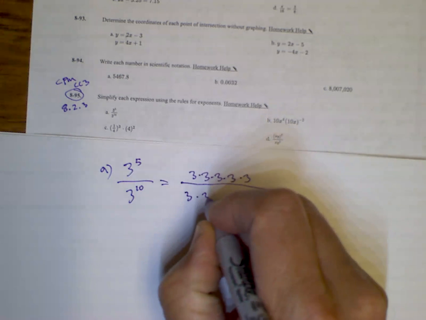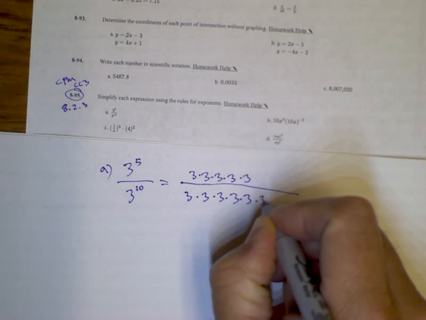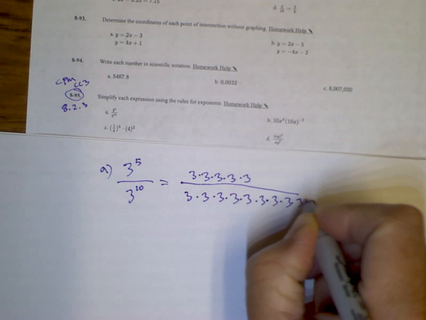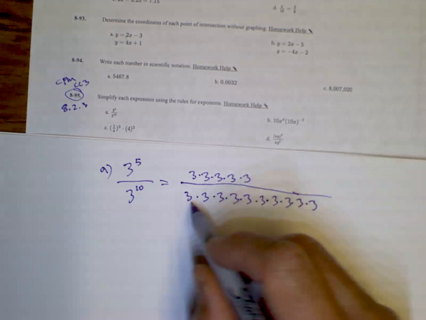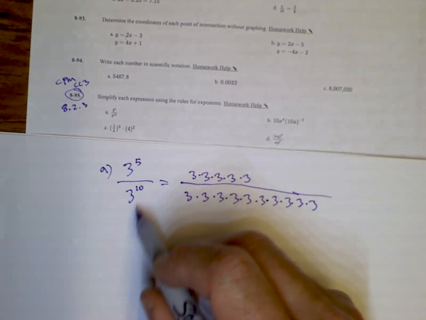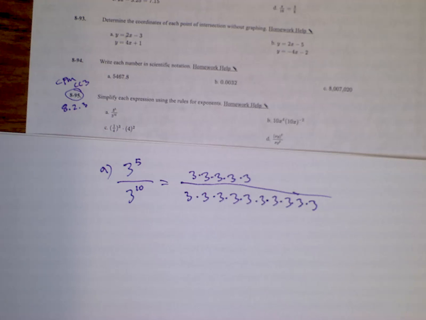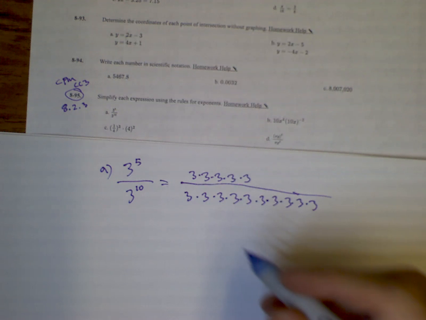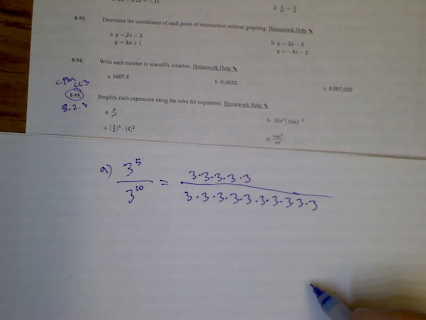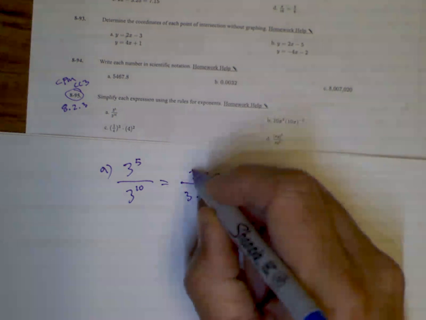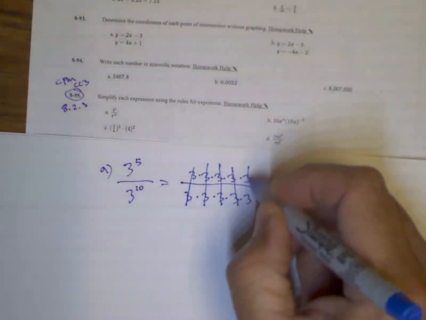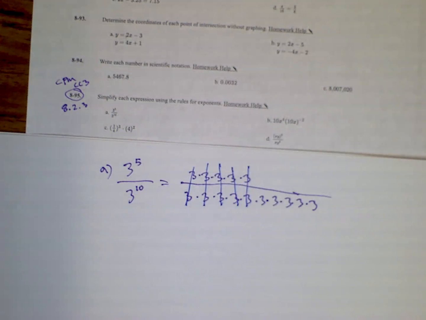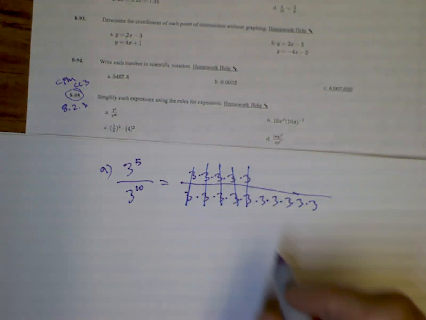3 to the 10th would be 3 times 3 times 3 times 3 times 3 times 3 times 3 times 3 times 3 times 3. That should be 1, 2, 3, 4, 5, 6, 7, 8, 9, 10. Ten threes being multiplied gives you an exponent of 10. Now you can cross out using the giant 1: 3 over 3 is 1, 3 over 3 is 1, and so on. All of those are giant 1s that simplify.